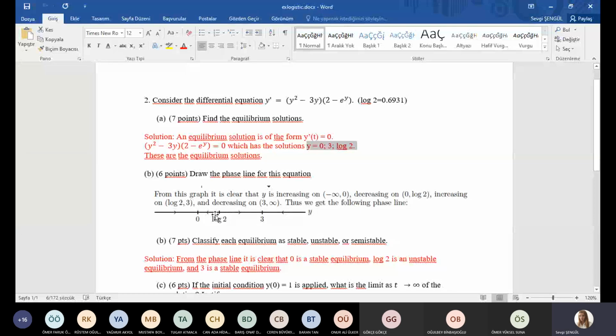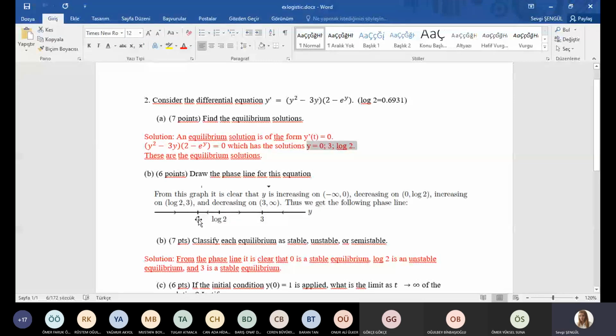And for ln 2 to 3, you can take just 1 and plug it in. Look at the sign, it will be positive. So the arrow is pointing to the right-hand side. For 3 to infinity, take 4 and plug it in. You will see that it's negative. So the arrow is pointing to the left. And for there, you can see it easily, right? So 0 is what? Both sides are approaching.